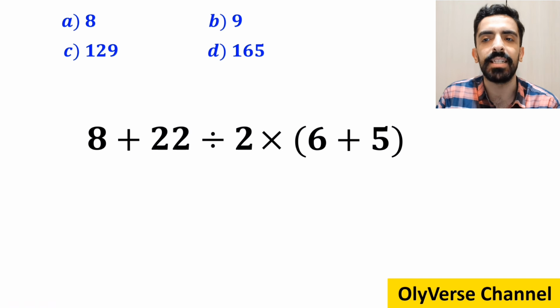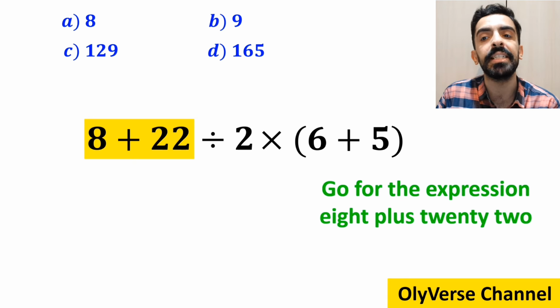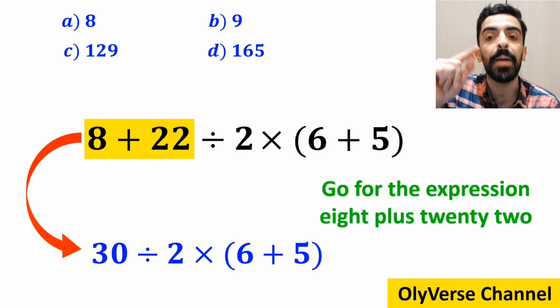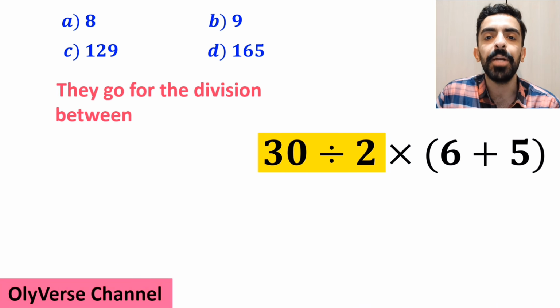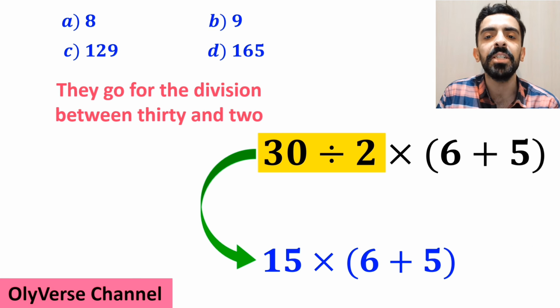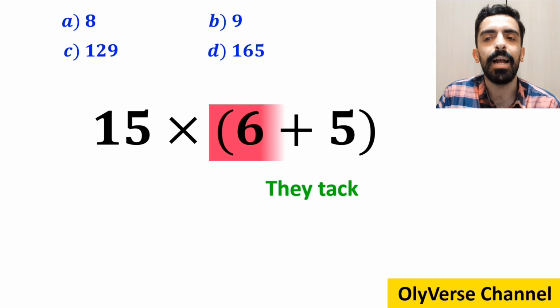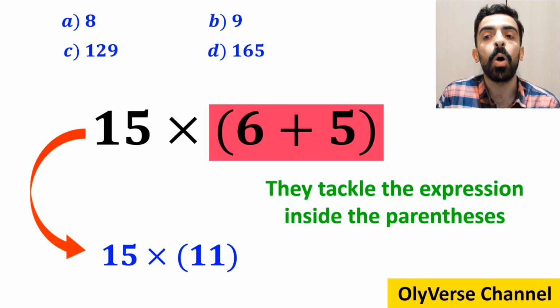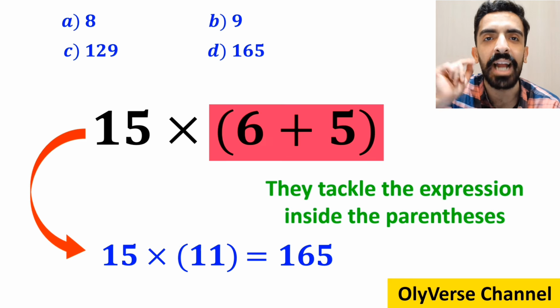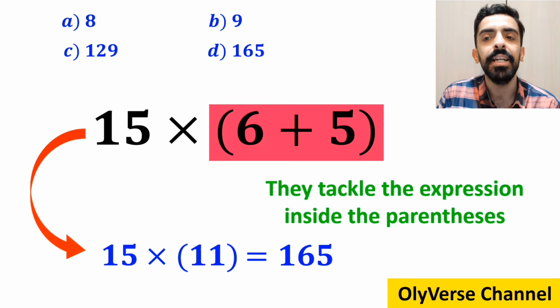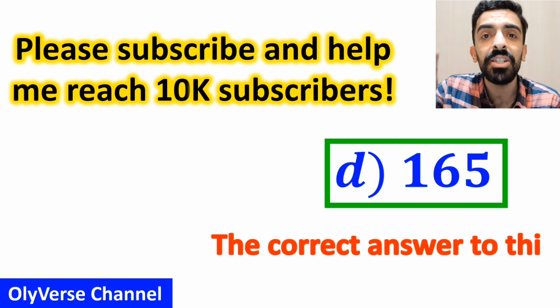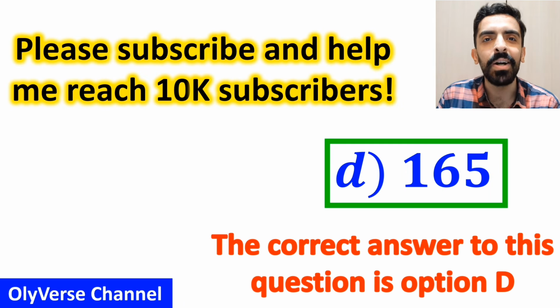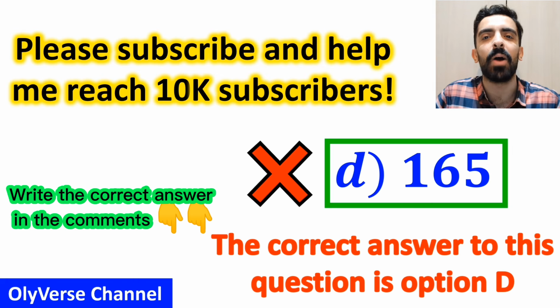Many people, when solving this question, first go for the expression 8 + 22 and write this expression as 30 ÷ 2 × (6 + 5). And the next step, they go for the division between 30 and 2, and this expression simplifies to 15 × (6 + 5). And the final step, they tackle the expression inside the parentheses and write it as 15 × 11, which ultimately gives them the answer 165. Then, without any hesitation, they quickly say that the correct answer to this question is option D. However, this answer is absolutely wrong.